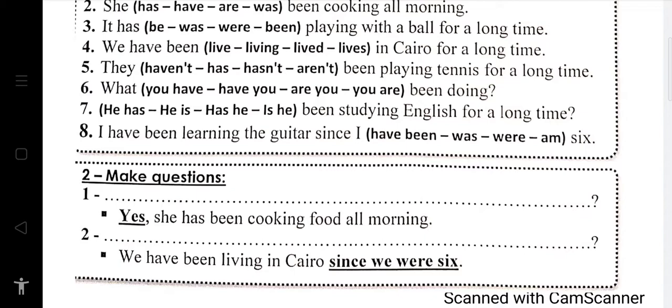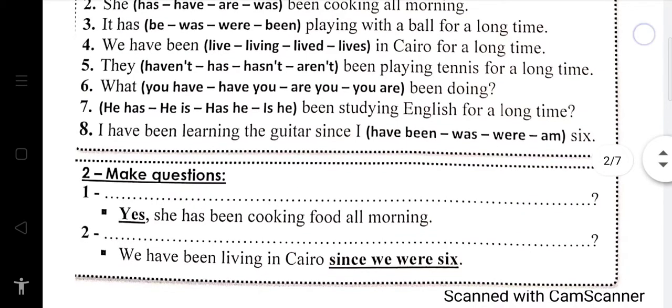Number two, we have been living in Cairo since we were 6. And we wanted to ask a question, so the answer doesn't include yes or no. So we have to ask with a question word. We have to put here how long. How long have you been living in Cairo?